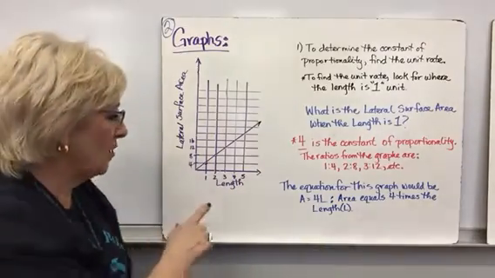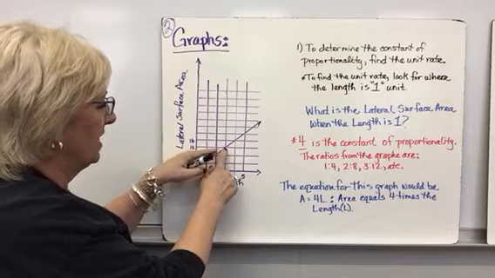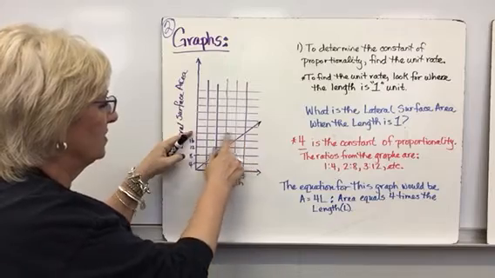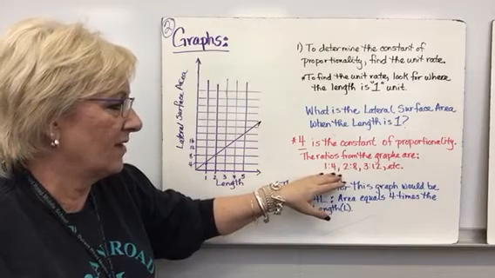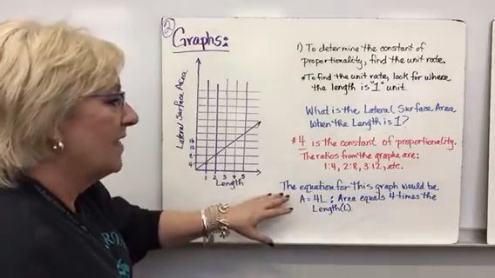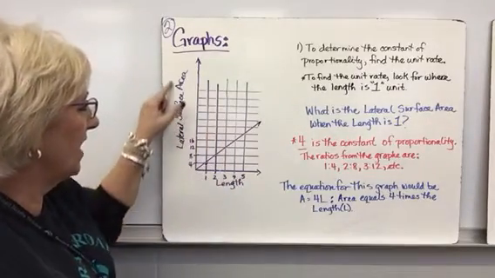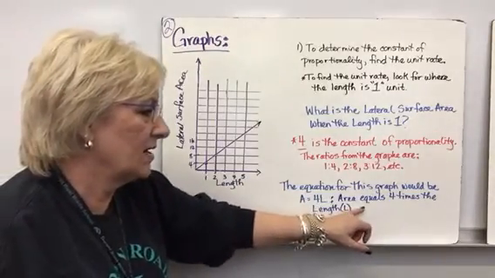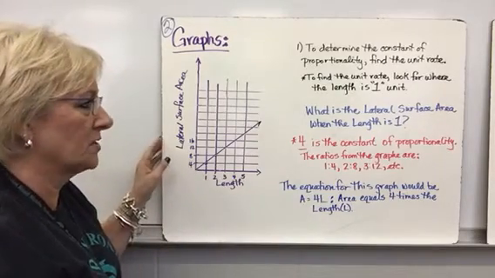The ratios from here would be 1 to 4, 2 to 8, 3 to 12, 4 to 16. The next one would be 20, so it would be 5 to 20, and so on. So I know that the ratios are going up by 4 each time. If you see 1 is 4, 2 is 8, and so on, I'm multiplying by 4. The equation for this graph would be A equals the area, the lateral surface area, is going to equal 4 times whatever my length is. The area equals 4 times the length, so 4 here we know is going to be the constant of proportionality.